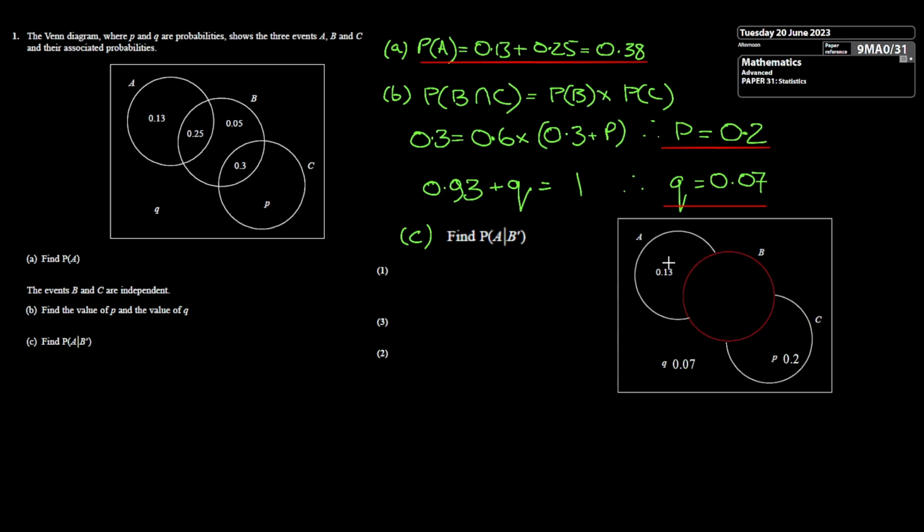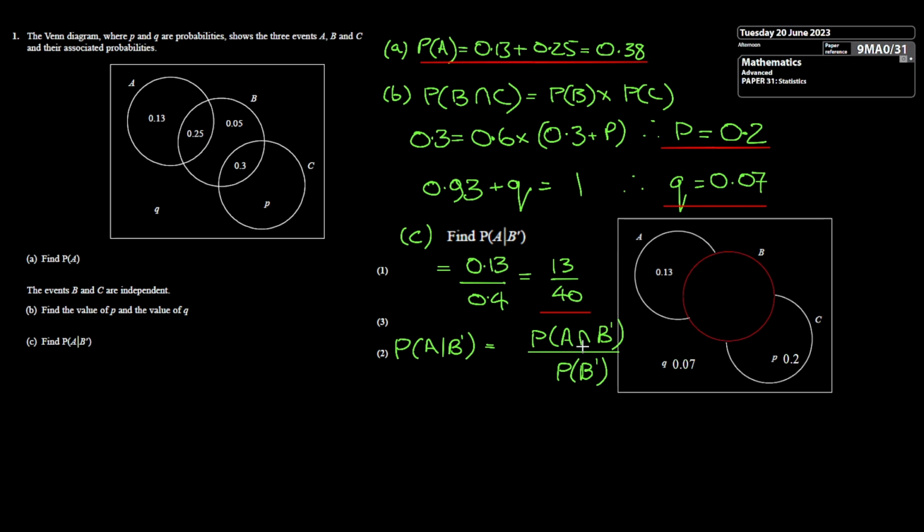So the probability now of A happening is 0.13 divided by, if we add all this lot up, it comes to 0.4. And if you tidied that up, this is equal to 13/40. Now that's one method, but you could do it by using the formula.